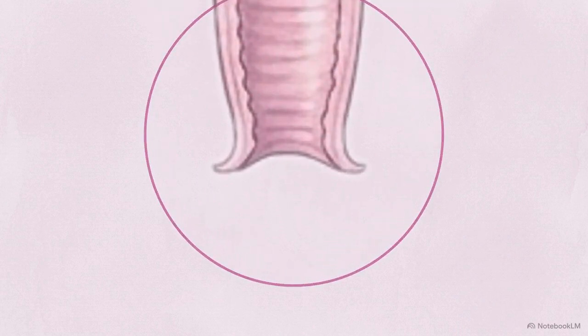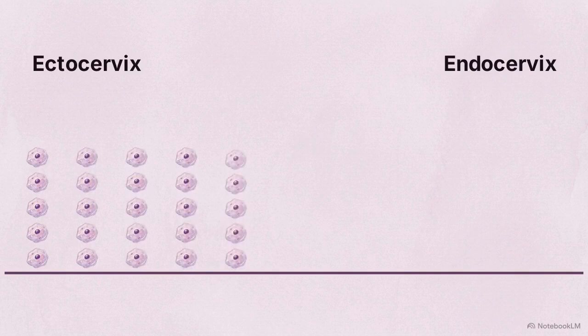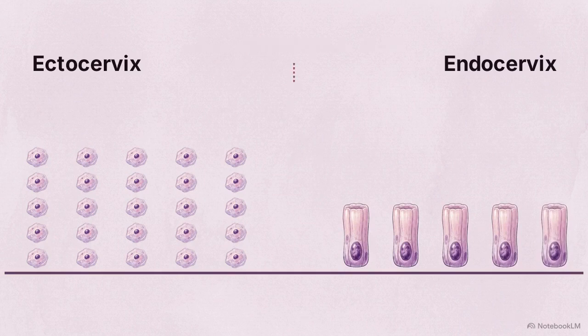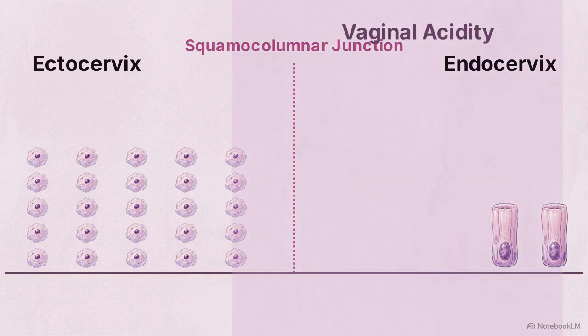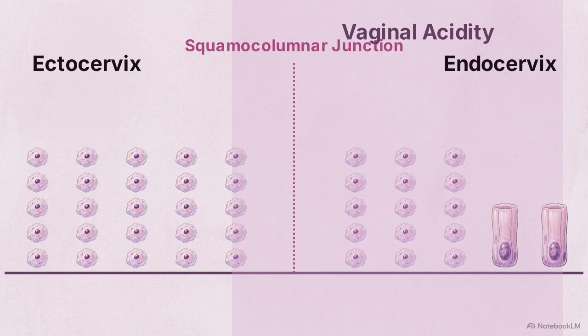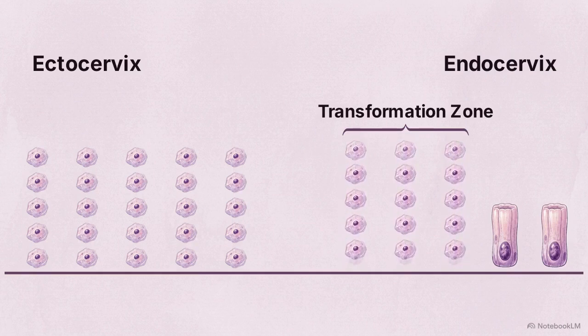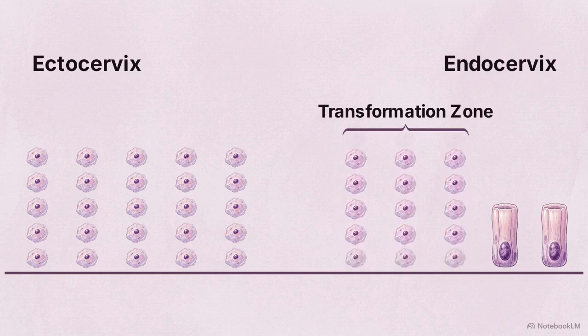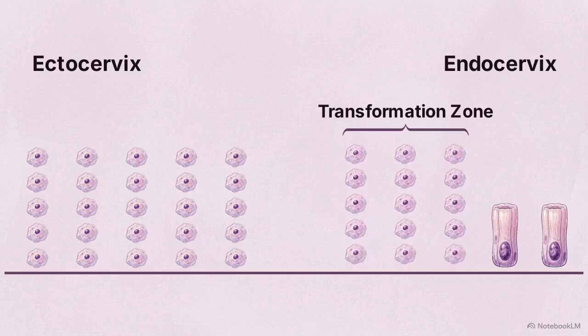The exterior portion, facing the vagina, the ectocervix, is covered by a durable layer of stratified squamous epithelium. The inner canal, the endocervix, is lined by a delicate layer of simple columnar epithelium. These distinct tissue types meet at the squamo-columnar junction. Because the vaginal environment is highly acidic, delicate columnar cells here are continuously replaced by robust squamous cells in a process called squamous metaplasia. This rapid, constant biological turnover creates a state of structural instability, resulting in an actively shifting area known as the transformation zone.